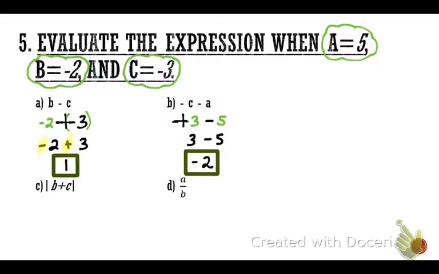Going on to the next one. Guys, what are these lines called when you have straight up and down lines around something? Absolute value. Remember, with absolute value, we're just going to drop down the absolute value signs first, and we're going to plug everything else in. Ansley, what is my B? -2. What sign should I drop down from inside? Drop down that plus sign. And what is C? -3.